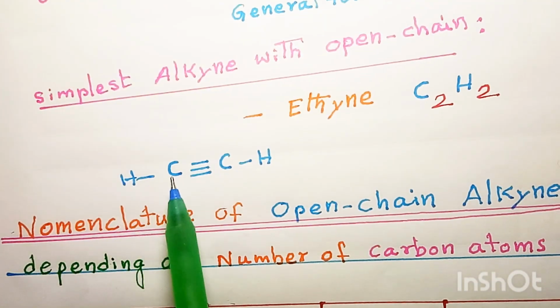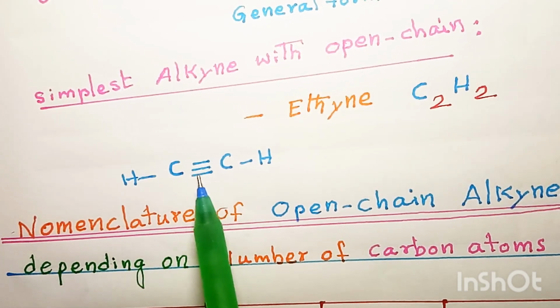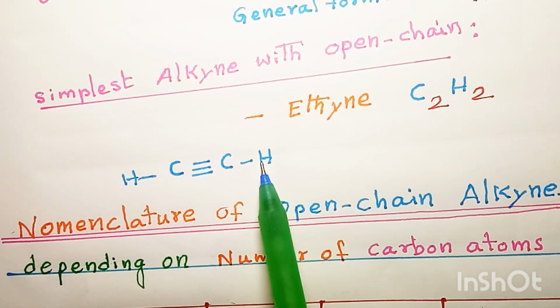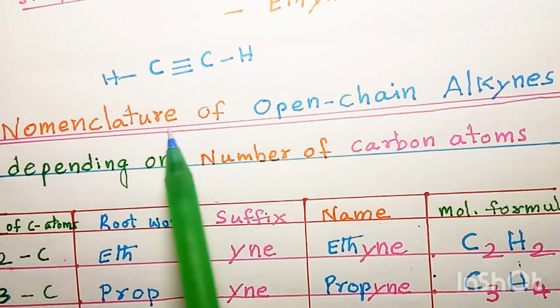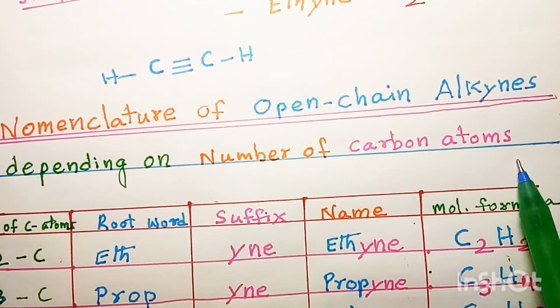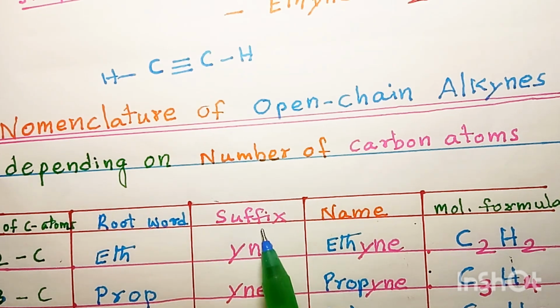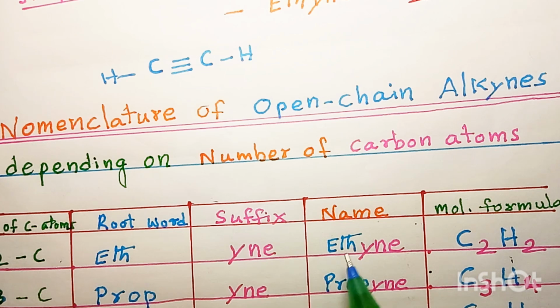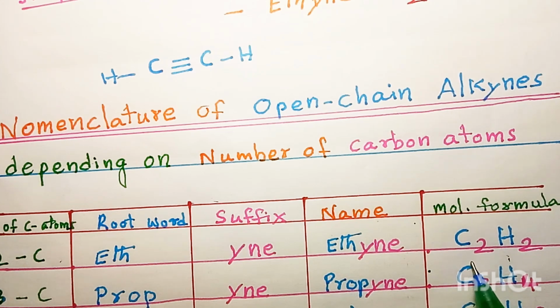This can be written like this: HC triple bond CH. This is ethyne. Nomenclature of open chain alkynes depends upon the number of carbon atoms they contain. So, if the number of carbon atoms is 2, the root word will be eth, and the suffix will be "-yne". So the name of the compound becomes ethyne and the molecular formula will be C2H2.